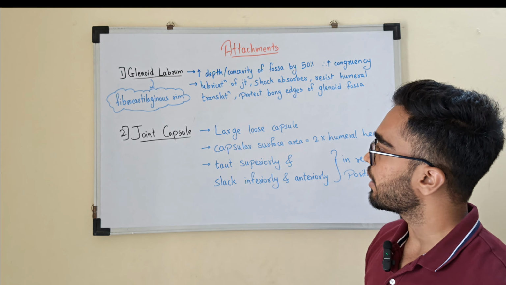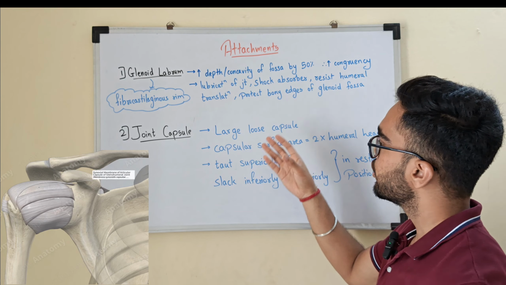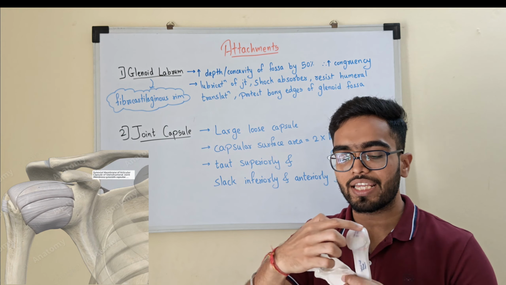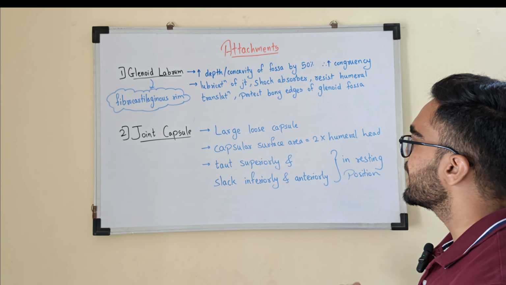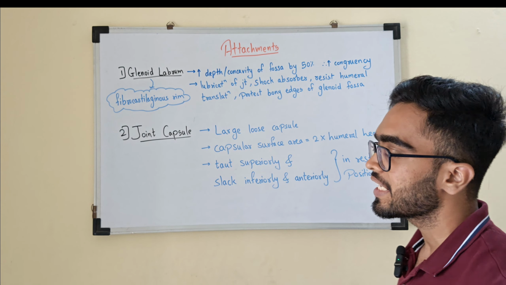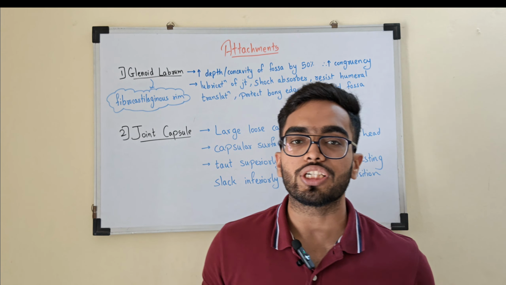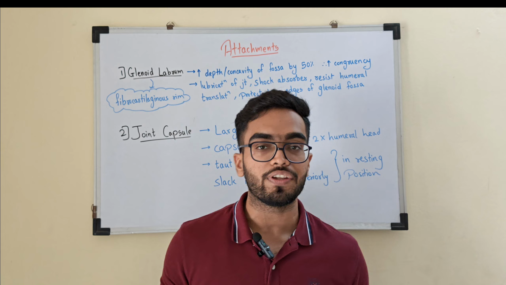Next, we have the joint capsule. The joint capsule of the glenohumeral joint is a large, loose capsule. The capsular surface is twice the area of the humeral head, and it is taut superiorly and slack inferiorly and anteriorly in resting position. Because of this, dislocations usually occur anteriorly and inferiorly.